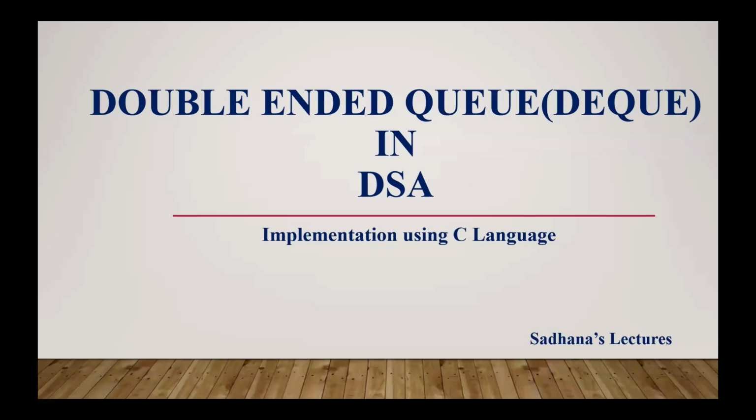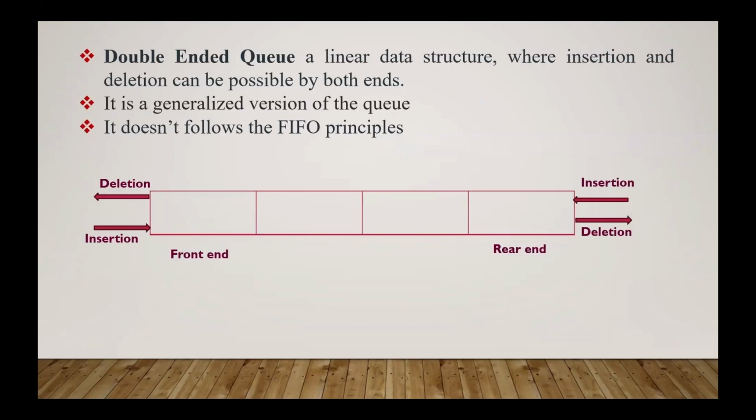Students, welcome back to another session of our data structure journey. Today we are going to learn the double-ended queue and we are going to implement it in the C language.